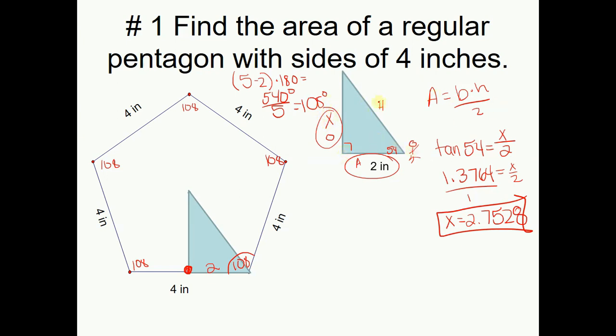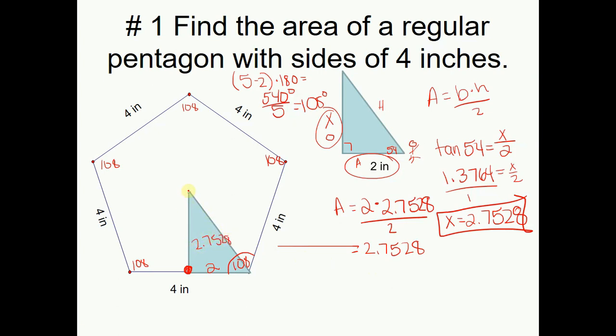Now let's find the area of him. So I have area equals my base, 2, times my height, which we found to be 2.7528, and then divide that by 2. So the area of my triangle is 2.7528, because if I divide 2 by 2, that's just this piece right here. Just this little triangle.